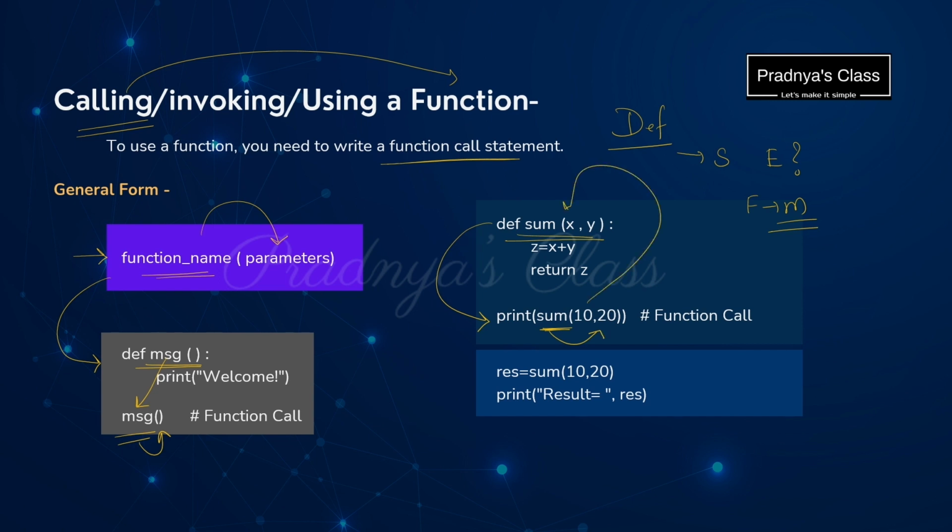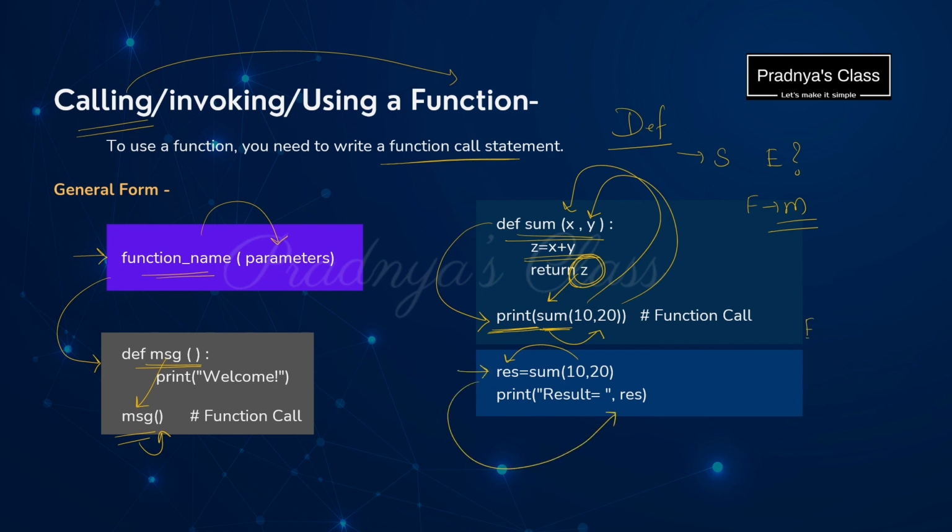10 will get passed to x and 20 will get passed to y. Here we are calculating and passing back the result to the main function that we are printing using print statement. If you want to collect that return statement in some variable, that also you can do it. Later we are printing it.